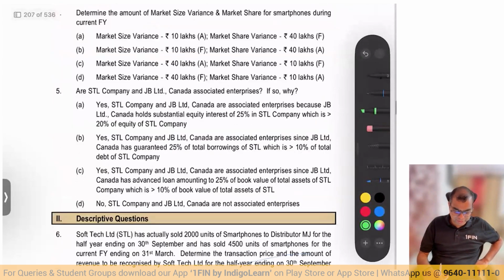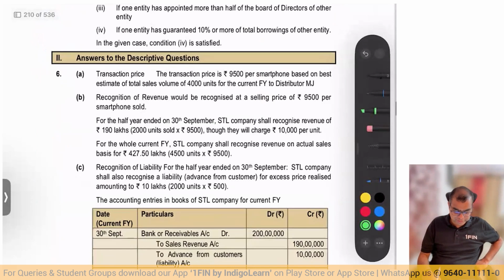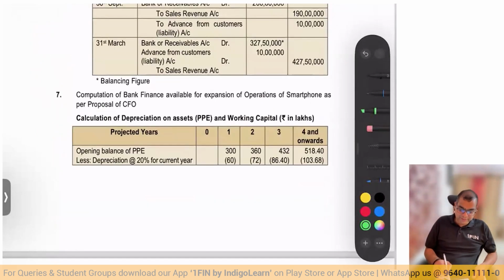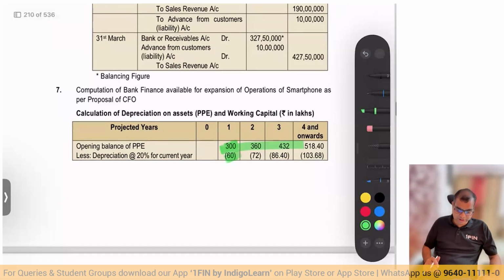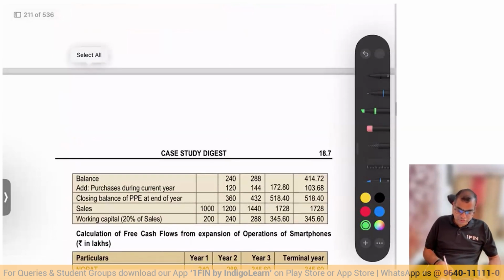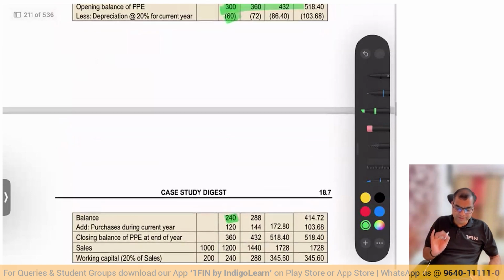You will actually be able to understand this better if you look at the solution. Computation of bank finance. What have they done? Opening balance of PPE. How did they take PPE? Originally, it is given 300. Okay. From that, every year, 20% depreciation. So 20% depreciation. But asset turnover ratio has to remain constant. So please note. Balance is 240. How much is purchased during the year? We don't know. We will see that.